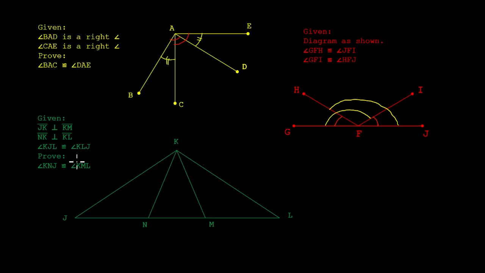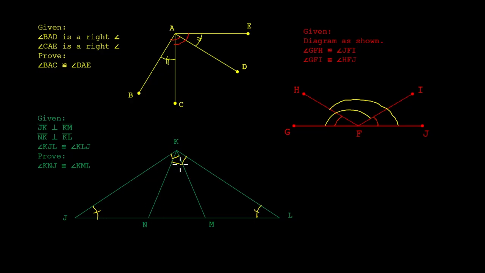So now we move to the green proof. This one's a bit longer. We're going to write in yellow because it's easier to see. Here we go. JK is perpendicular to KM, meaning that angle JKM is a right angle. NK and KL are perpendicular, meaning that angle NKL is a right angle. Angle KJL is congruent to angle KLJ.